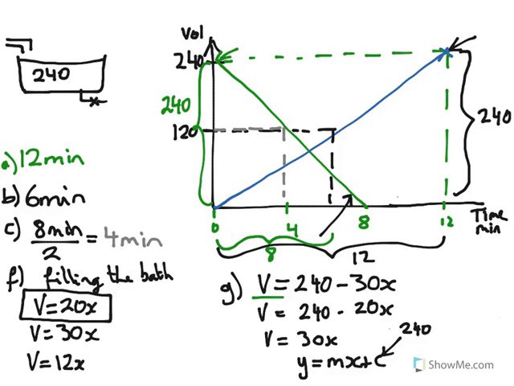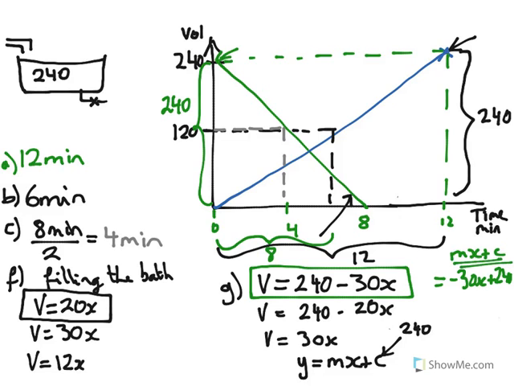So the only equation that could be correct for the green straight line is that the volume is 240 minus 30x, which is the same as minus 30x plus 240, which is in the mx plus c mechanism that we are used to. Okay.